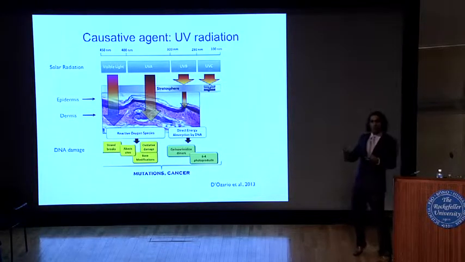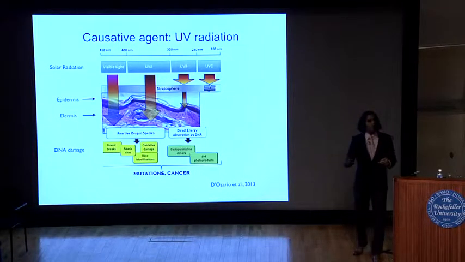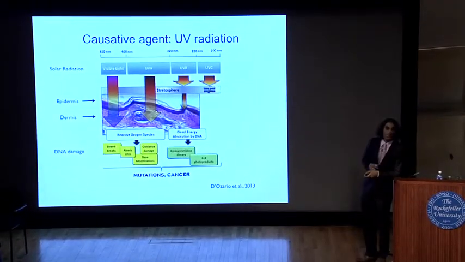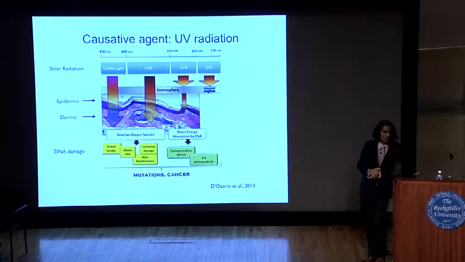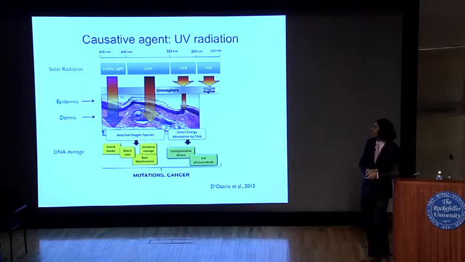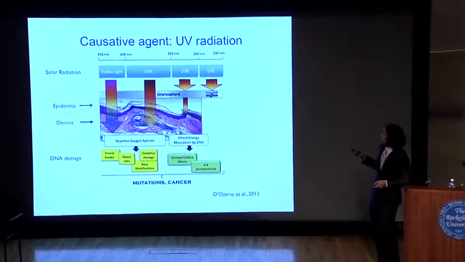So we know about the causative agents. A major risk factor for melanoma is UV radiation. UV radiation can come from the sun or can come from tanning beds. So what does UV radiation do?